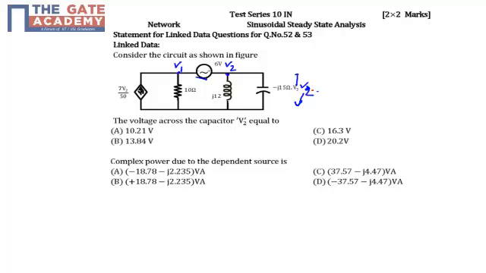In the first problem we need to calculate the value of this V2, and the second question says to find the complex power due to the dependent source. So we need to calculate the complex power across this dependent source. Let's focus on the first part, in which we need to find the voltage across this capacitor, which we named V2. In the problem also it is named V2.